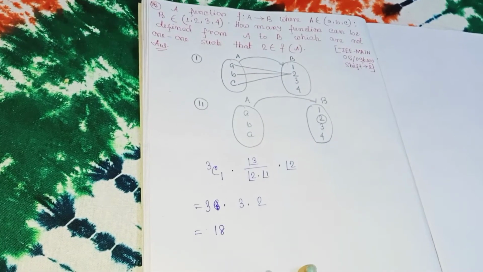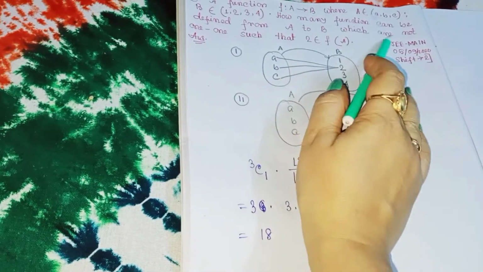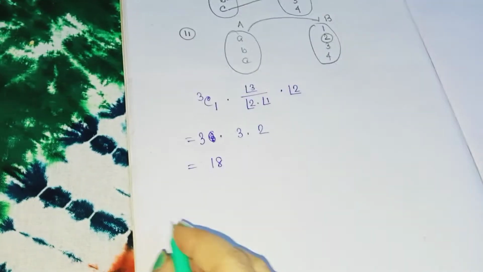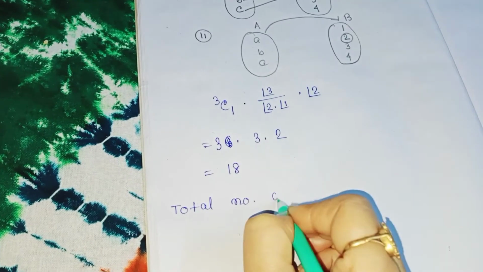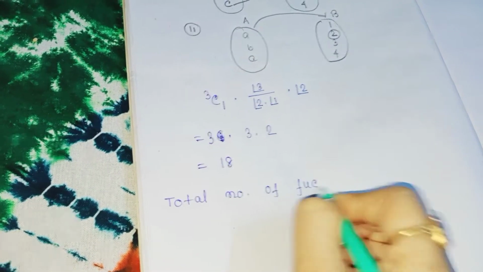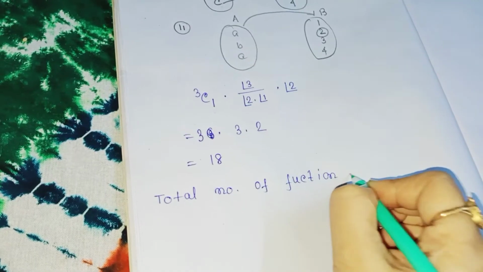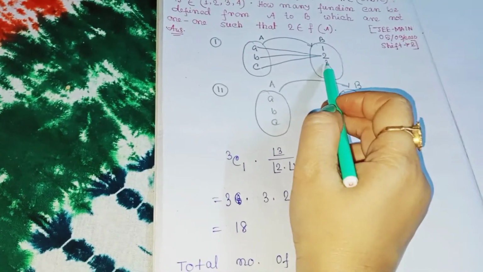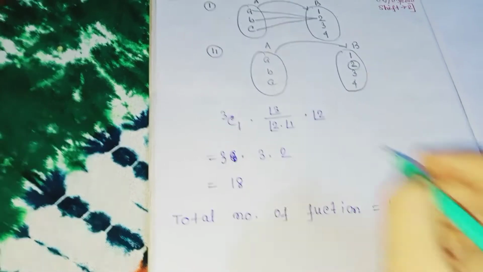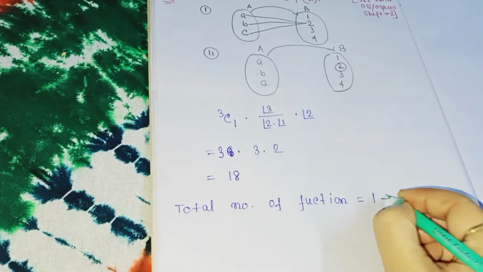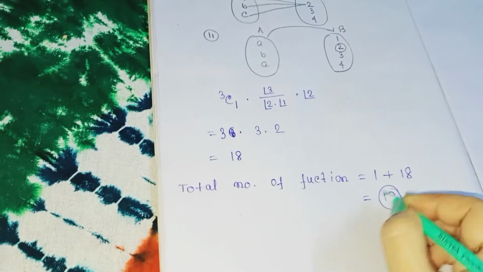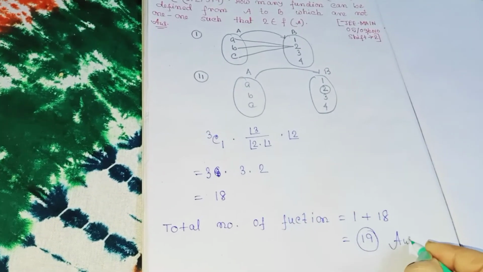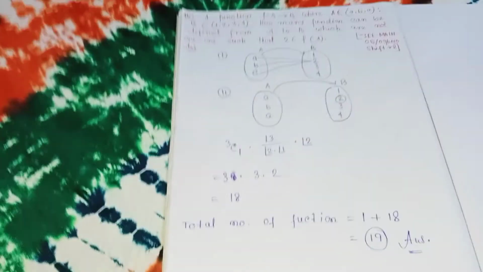Now we should calculate how many functions can be defined from A to B. So the total number of functions is equal to, here is one case, option 1 is one case, so we get 1, and option 2 gives 18 functions. So here we get the whole number of functions as 19. So it is our required answer. So here is the whole solution.